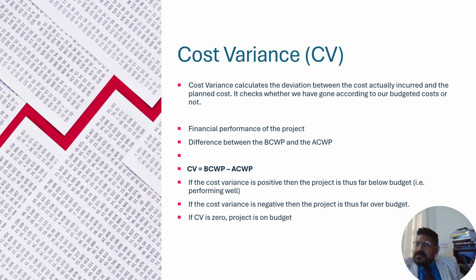Okay, cost variance. We understood cost variance calculates the deviation between the cost actually incurred and the planned cost. It checks whether we have gone according to our budgeted cost or not. Financial performance of the project, difference between the BCWP and the ACWP. Cost variance is budget cost of work performed minus actual cost of work performed. If the cost variance is positive, then the project is thus far below budget. CV 0 is on budget, and negative is over budget.